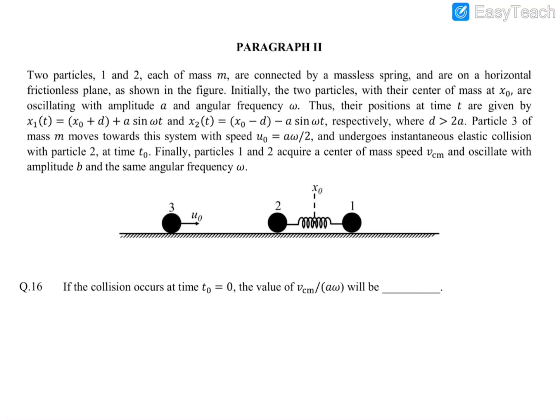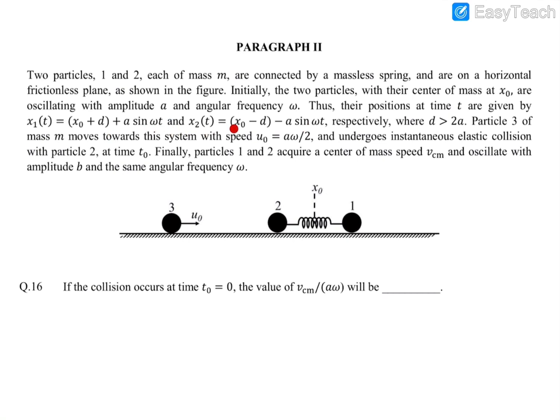In this question, you can see that there are two particles 1 and 2, each of mass m, and they are initially connected with a massless spring, and they are on a horizontal frictionless plane. Initially these two particles have their center of mass at x0, and they are oscillating with an amplitude of a and with an angular velocity of omega. Their positions as a function of time are given by x0 plus d plus a sin omega t and x0 minus d minus a sin omega t.